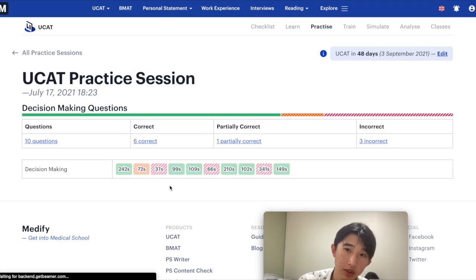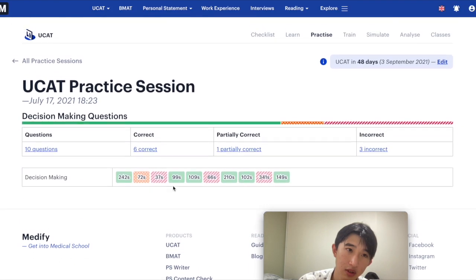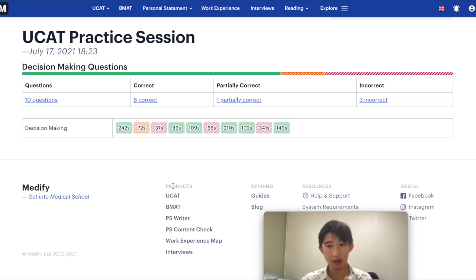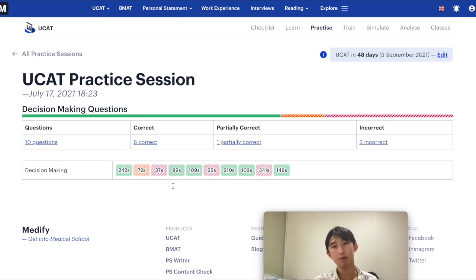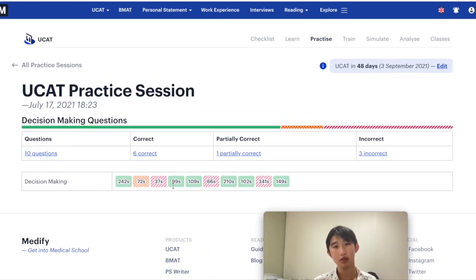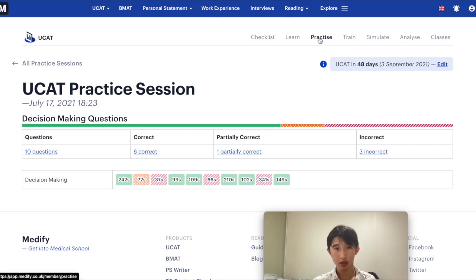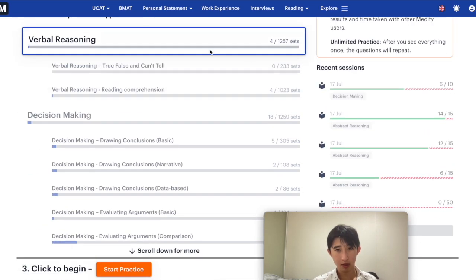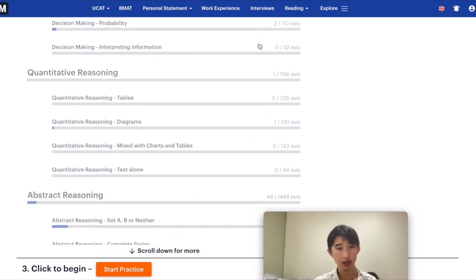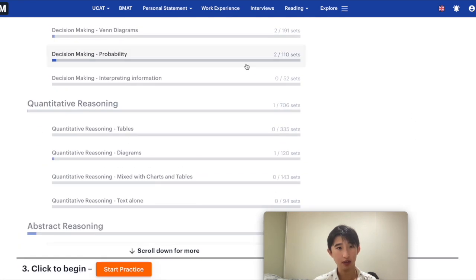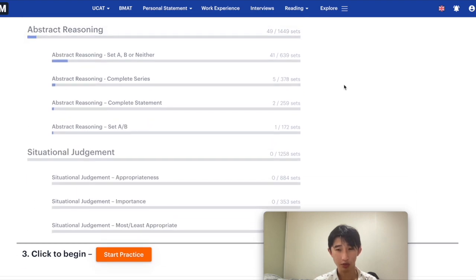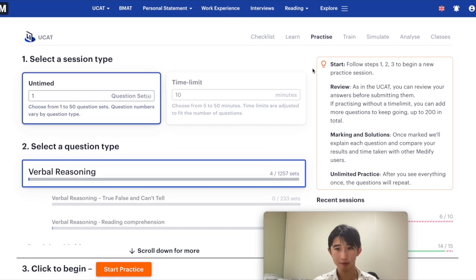Right, that's my score for decision for day one. Not that good, but yeah, I'll get back onto it tomorrow. Do some decision, maybe some verbal reasoning tomorrow actually. And we'll start doing some quantitative reasoning and situational judgment soon. Right, see you tomorrow.